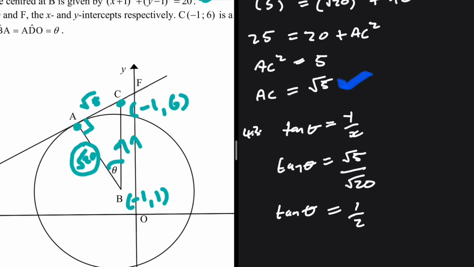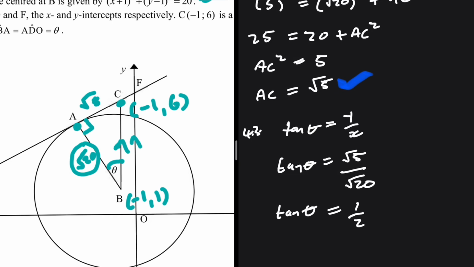When you look at square root of 5 divided by square root of 20, you don't actually expect 1 over 2. But that's what we end up with there. So that is 4.3, pretty much straightforward, not really complicated.